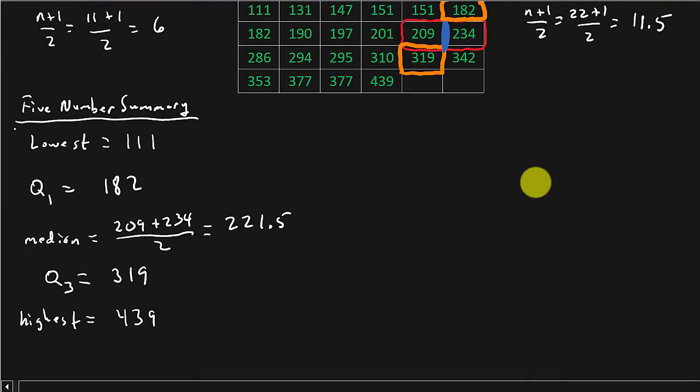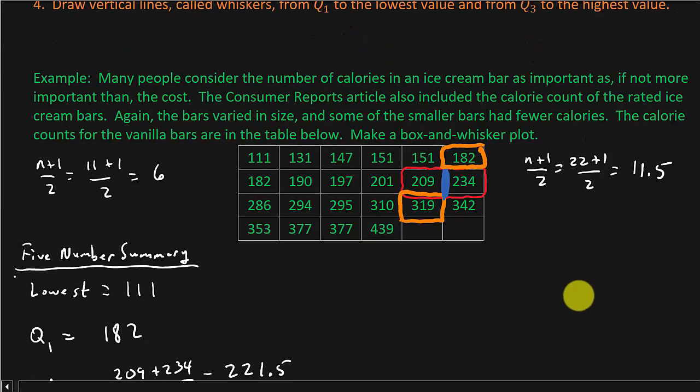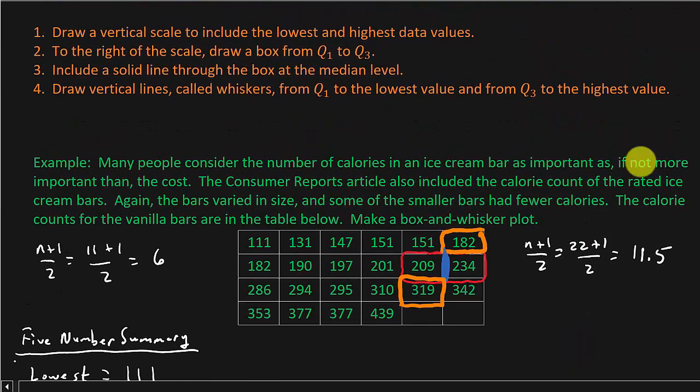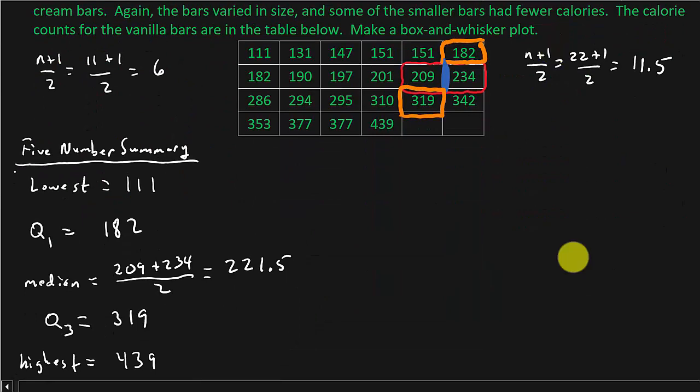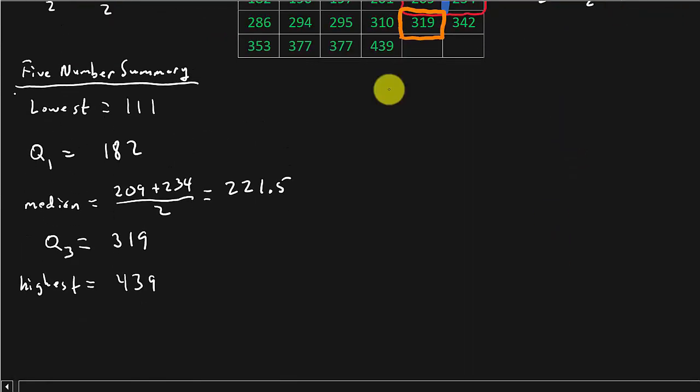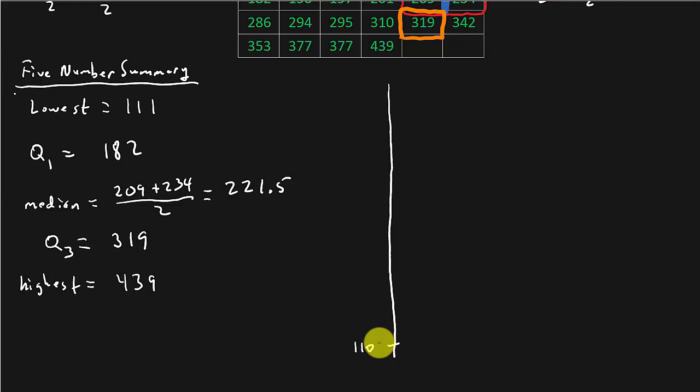Now, let's draw our box and whisker plot. So let's go back up here and go step by step with what it says. Draw a vertical scale to include the lowest and highest data values. All right. So let's draw our scale here. Our lowest value is 111. Our highest value is 439. So I'm going to start here at 110, and we've got to go all the way up to 439.